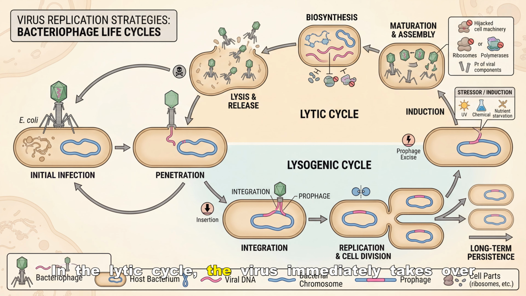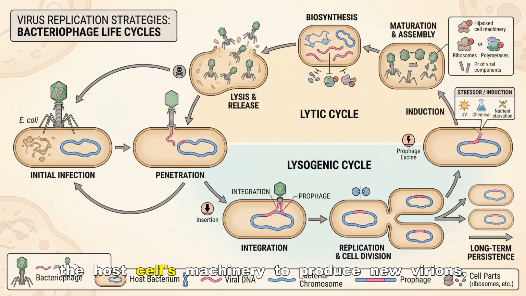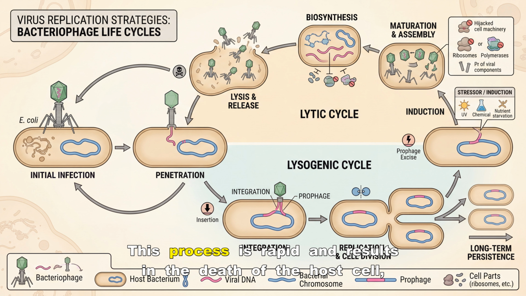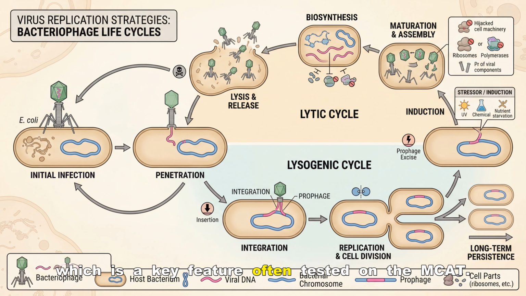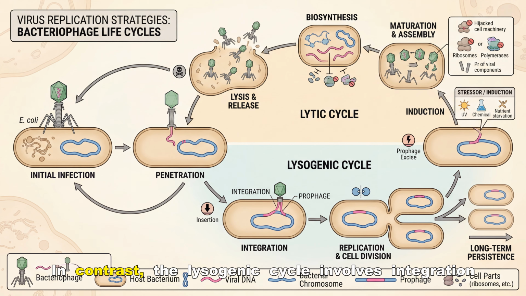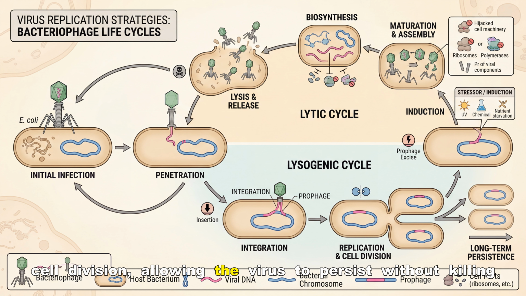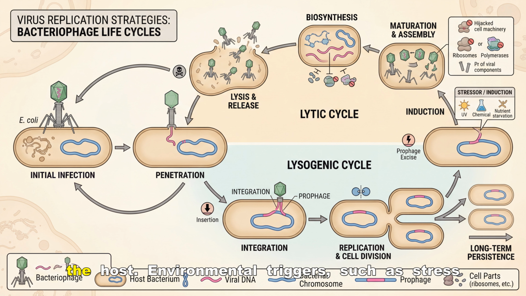Lytic and lysogenic cycles describe two distinct viral replication strategies, particularly in bacteriophages. In the lytic cycle, the virus immediately takes over the host cell's machinery to produce new virions, leading to cell lysis and release of progeny viruses. This process is rapid and results in the death of the host cell, which is a key feature often tested on the MCAT. In contrast, the lysogenic cycle involves integration of the viral genome into the host's DNA, forming what is called a prophage. The viral DNA is then replicated along with the host genome during normal cell division, allowing the virus to persist without killing the host.